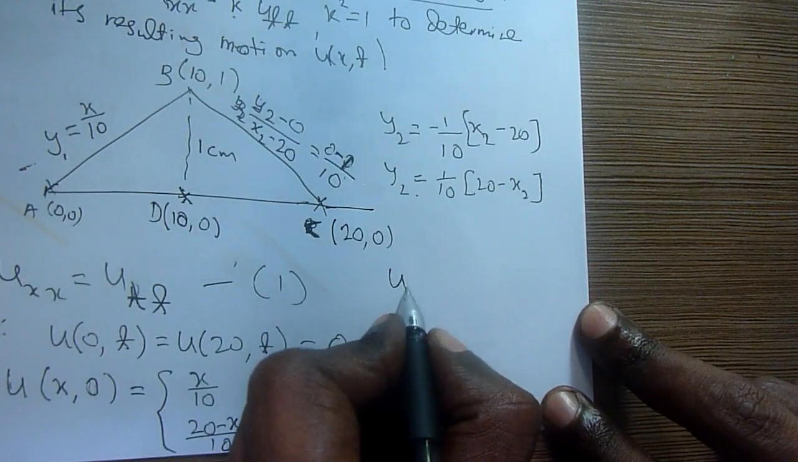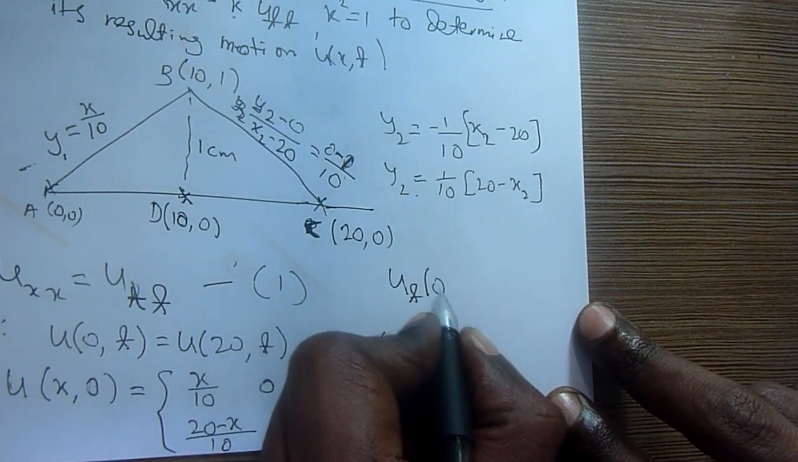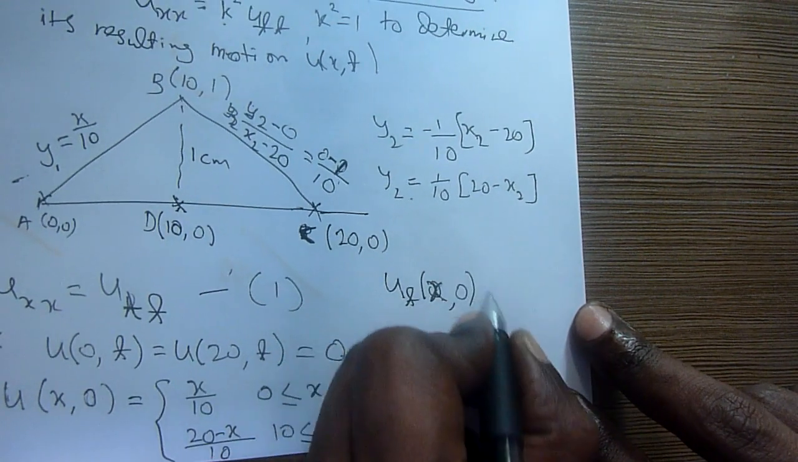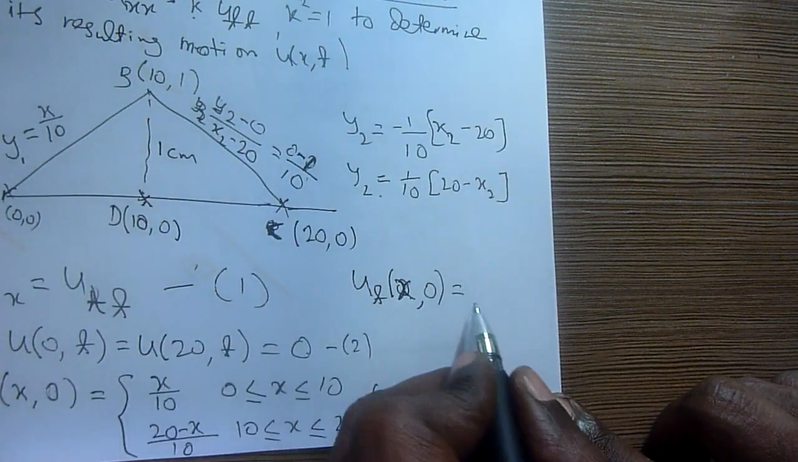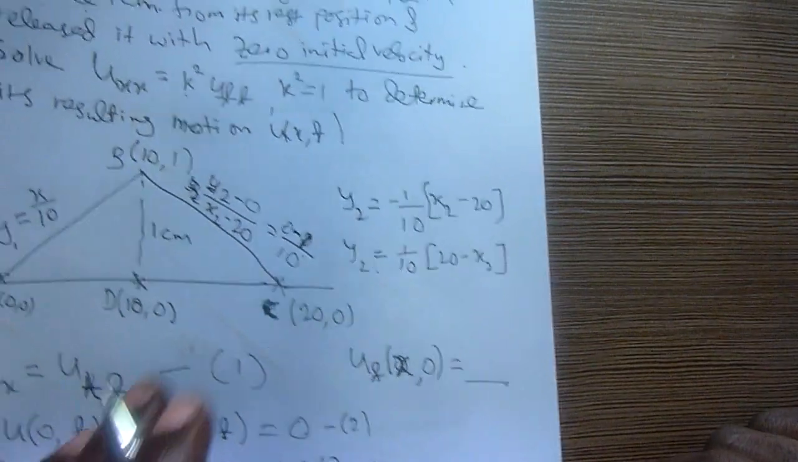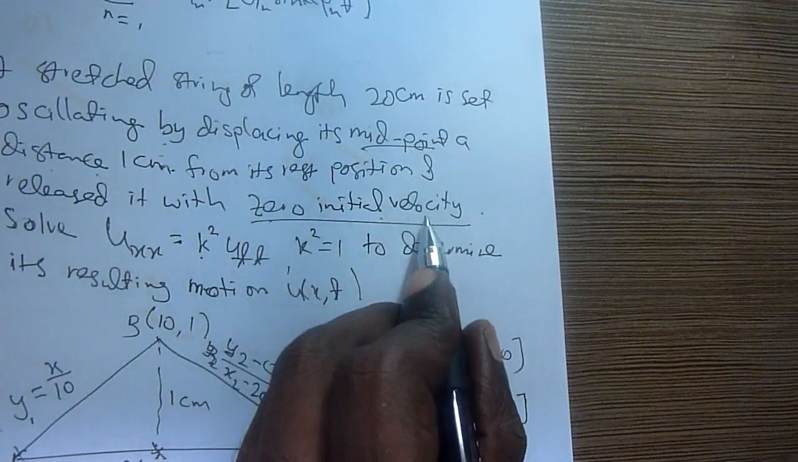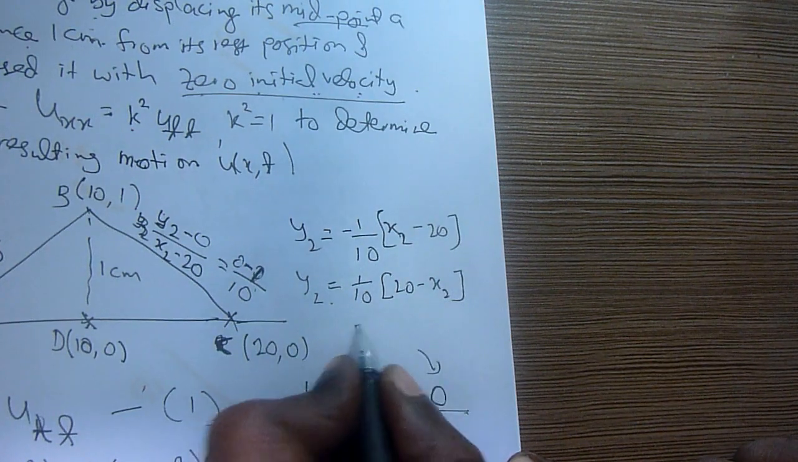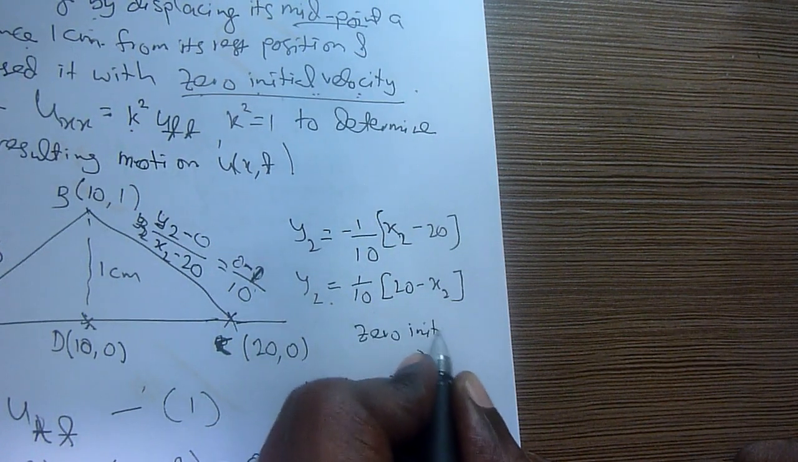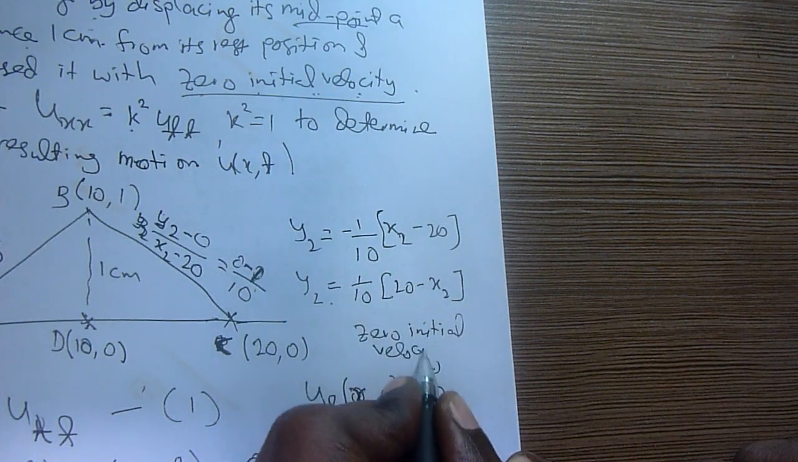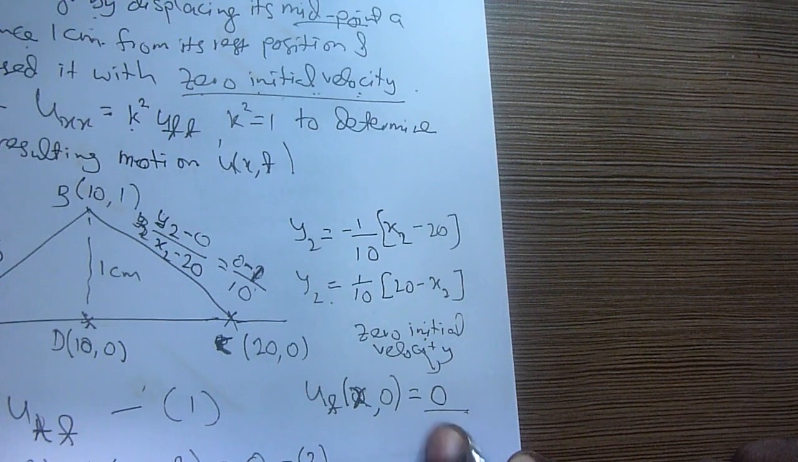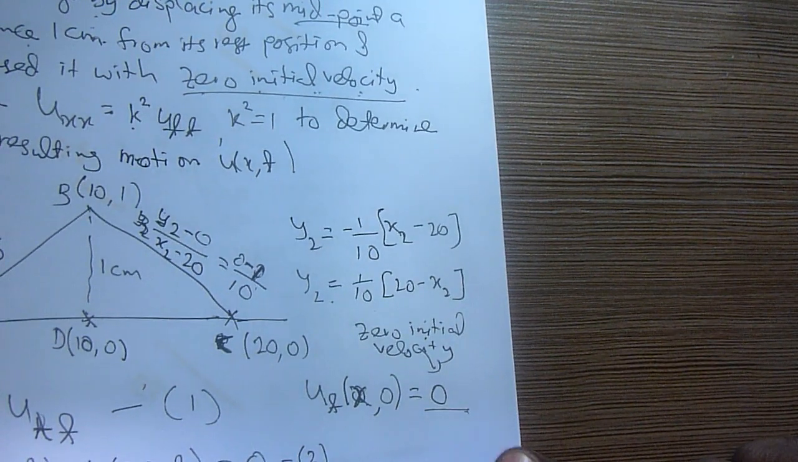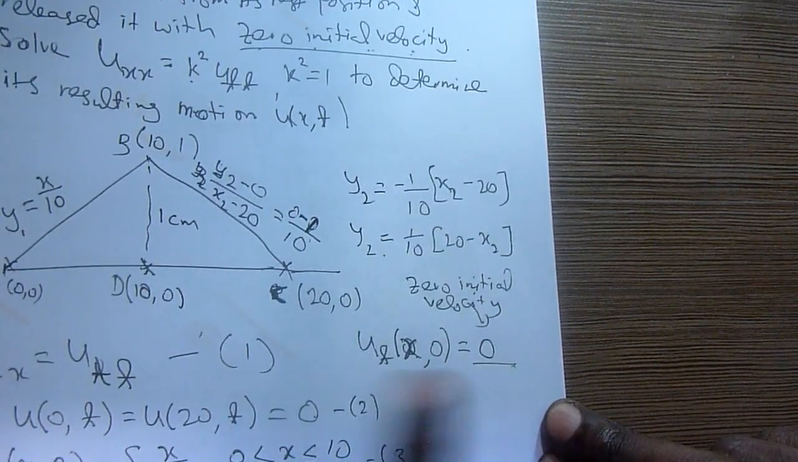u_t at t equals 0, x from 0. What is the answer here? See, 0 initial velocity. That means it's 0. Therefore you just place this 0. If it is not 0 also, no problem, but this question has been set that way.